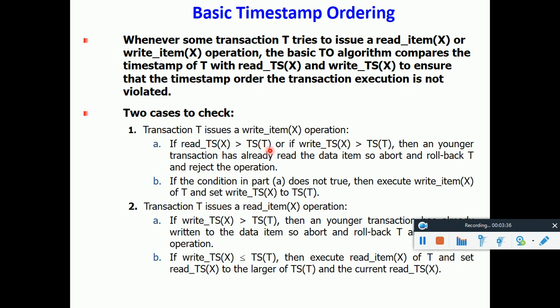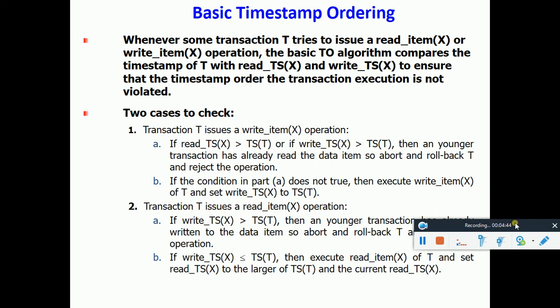What does it mean? It means that the transaction which successfully read data item X is younger than the transaction requesting it, that is, T is older than the transaction which has read X. Similarly, for the same condition, write_TS of X greater than TS of T also indicates that a younger transaction has already written the value compared to T. If this condition is true, then we have to abort transaction T and roll back T. In the second case, if this condition is not satisfied, it means T is a younger transaction, so we execute write_item(X) of T and set write_TS of X to TS of T.